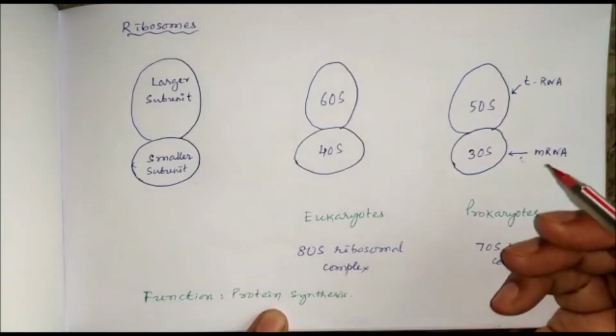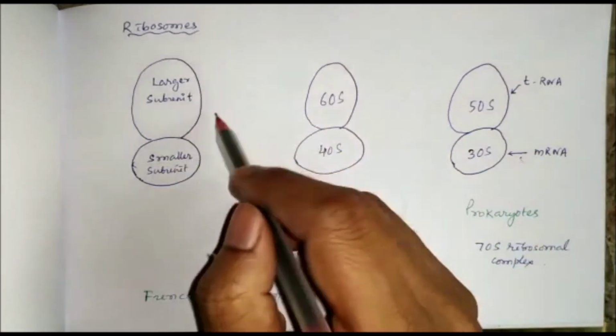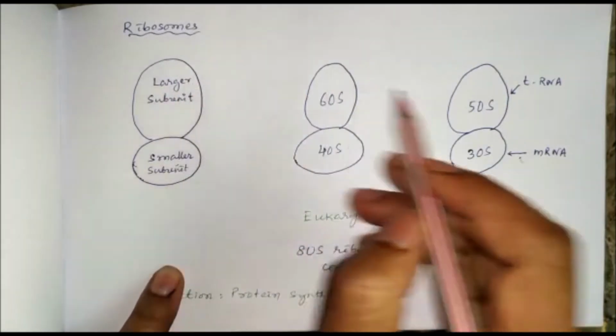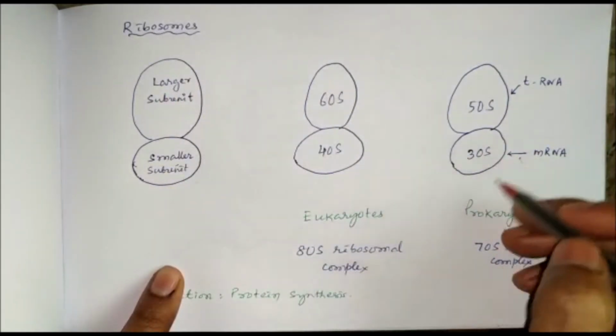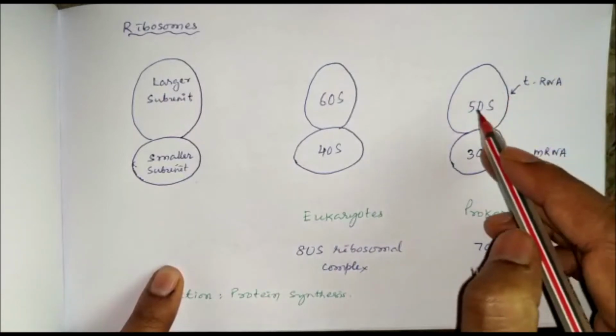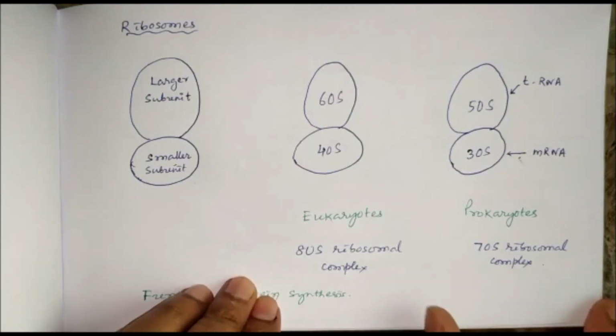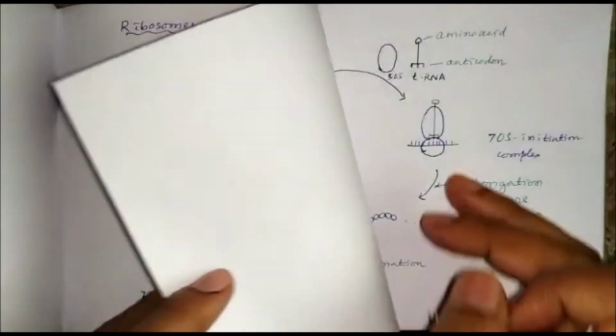So the messenger RNA binds to the smaller subunit and transfer RNA binds to the larger subunit. So mRNA binds to your 30S in bacteria and tRNA binds to your 50S in bacteria. And the function of the ribosome is protein synthesis. So how this protein synthesis occurs, we can see.